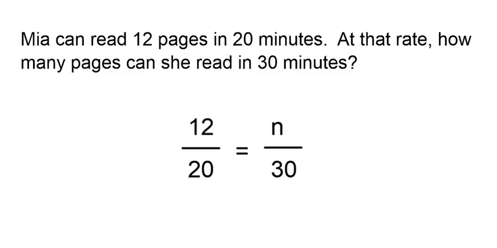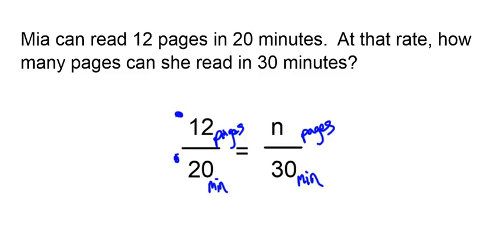Mia can read 12 pages in 20 minutes. At that rate, how many pages can she read in 30 minutes? As we look at this, we set it up in the fashion shown on the screen: 12 pages in 20 minutes. As we create our second ratio, we have to match up our same labels. Since this is minutes here, we want minutes down here. And because this is pages up here, we're going to look for our unknown pages here.